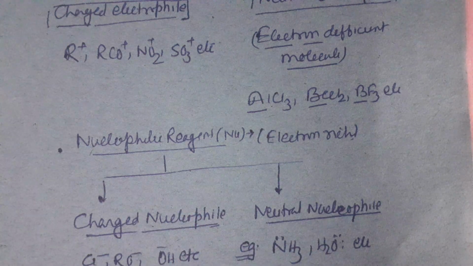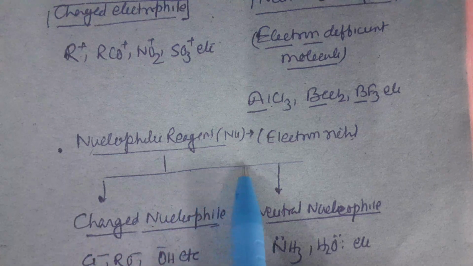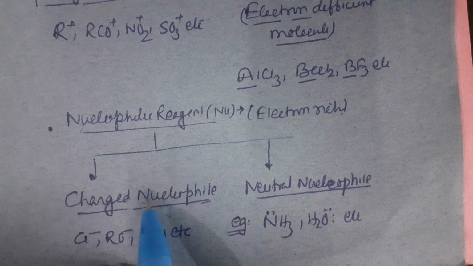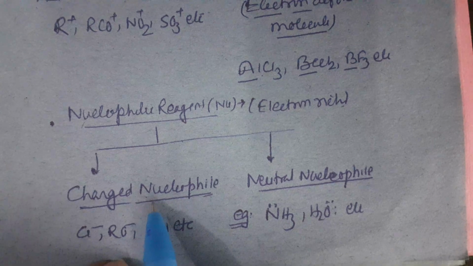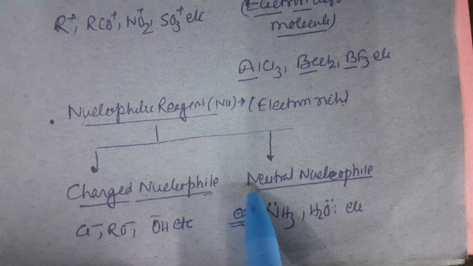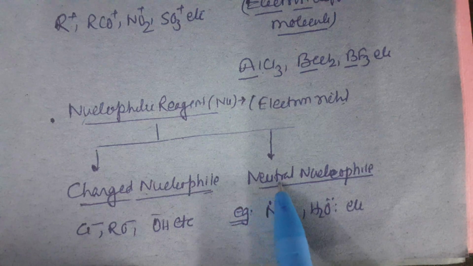These are nucleus loving and are electron rich species. All the electron rich species are examples of nucleophilic reagent. It is also classified into two parts. The first one is charged nucleophile and the second one is neutral nucleophile.